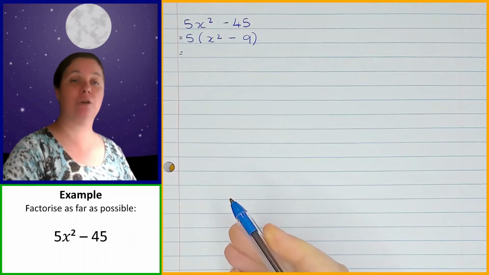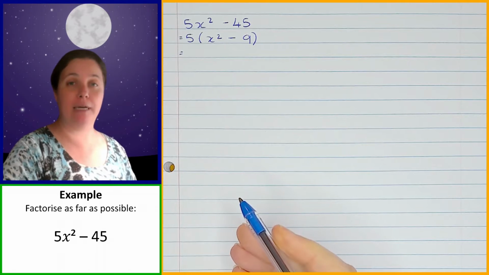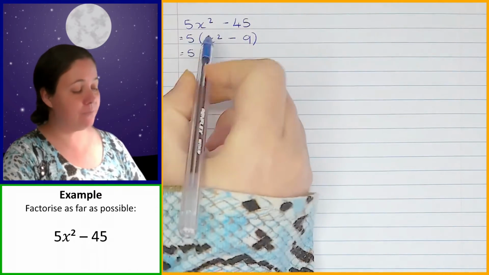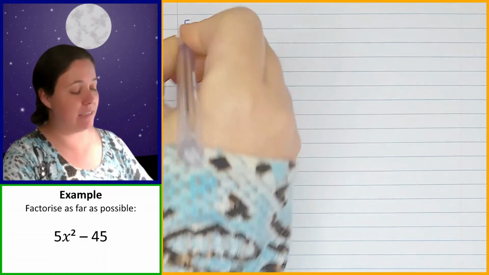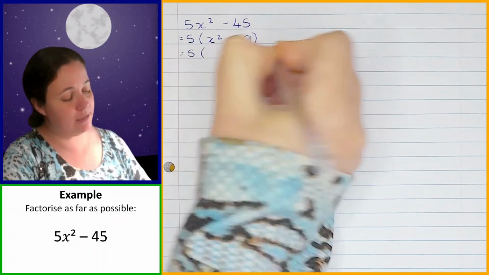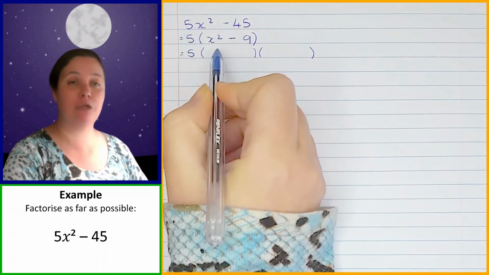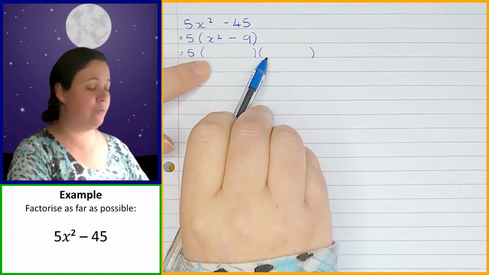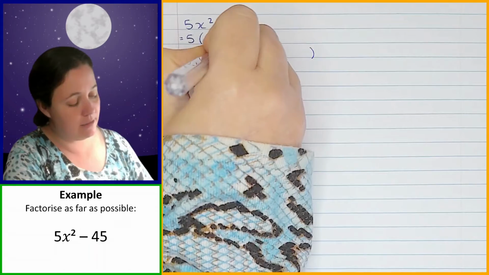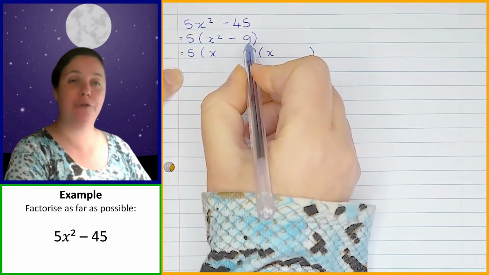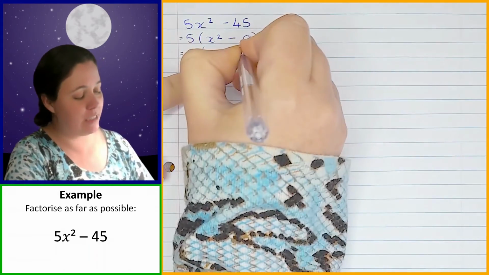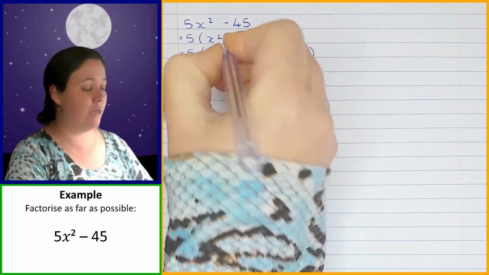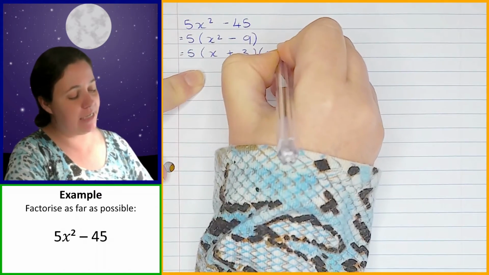As long as I carry on factorizing, anything that I can't factorize, I just bring down and I carry on writing. So I'm going to write that 5 down, and then I'm going to factorize the x squared minus 9 by putting down two sets of brackets. And then I factorize my difference of two squares like normal. So the square root of x squared is going to be the first term. So it's going to be x and x. And then the square root of 9 is the second term in each bracket. So that's going to be 3 and 3. And then because it's difference of two squares, one is going to get a plus and the other one is going to get a minus.